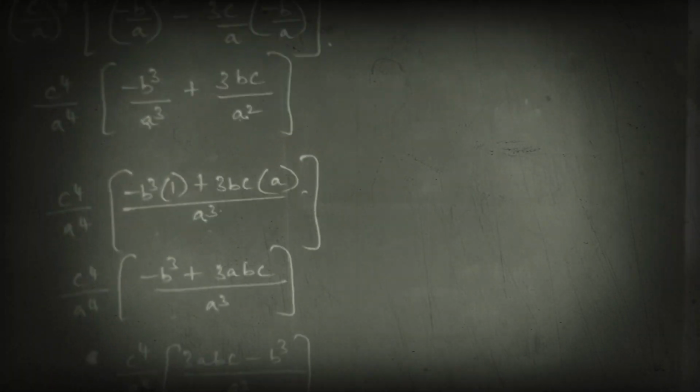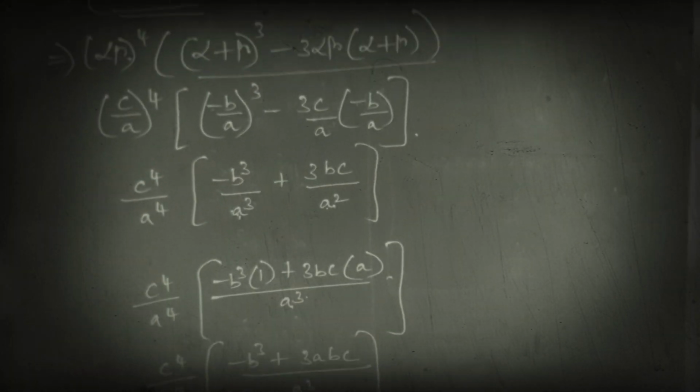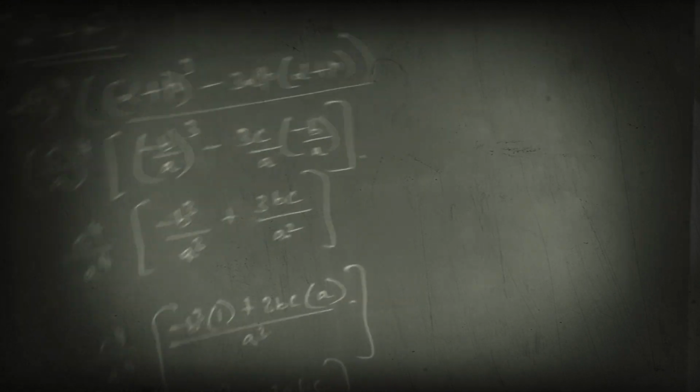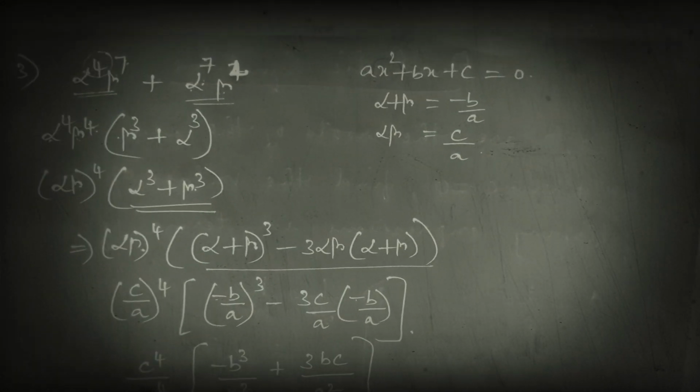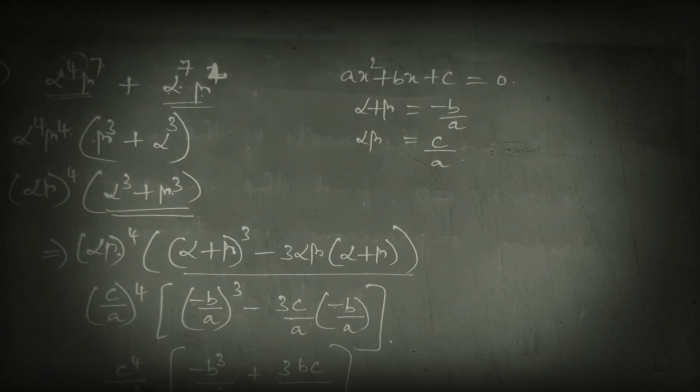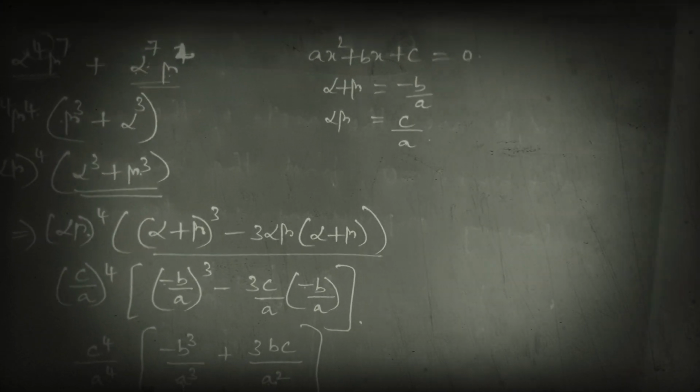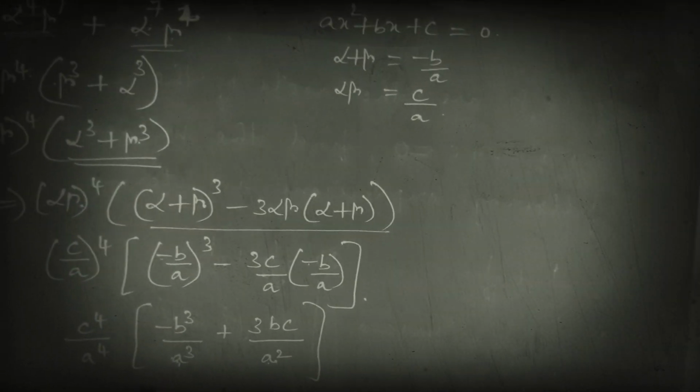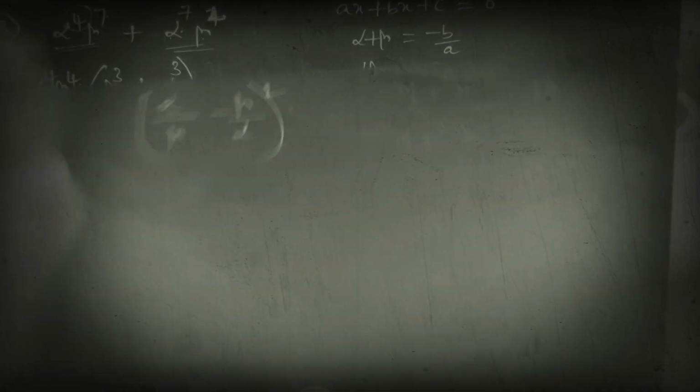So remember, ax square plus bx plus c equal to 0 is the standard form of a quadratic equation, where the sum of roots alpha plus beta is equal to minus b by a and the product of roots alpha into beta is equal to c by a.